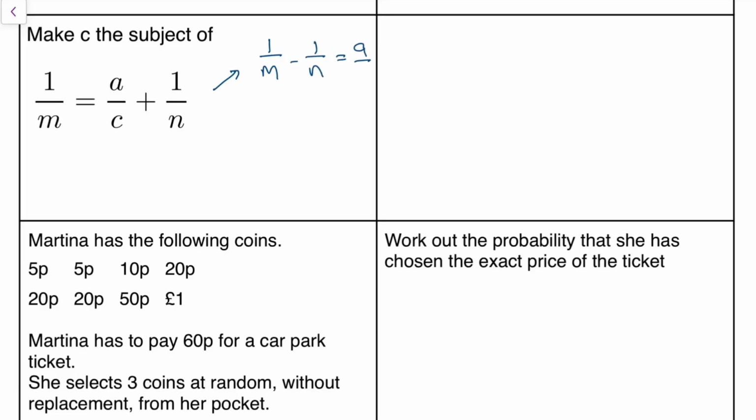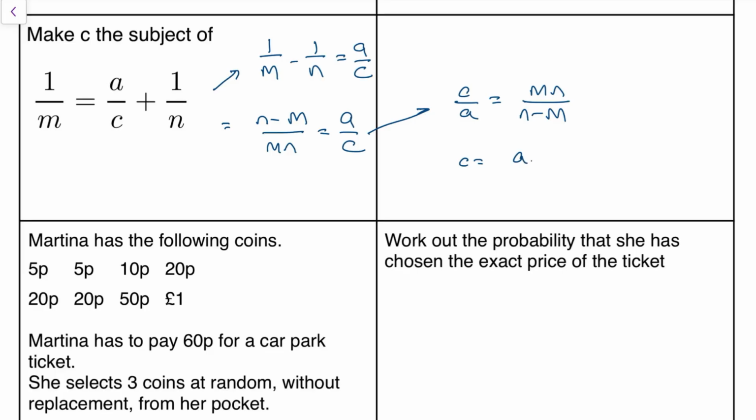So that's going to give me 1 over m minus 1 over n equals a over c. Then I would make the left-hand side one common denominator. So that's going to give me n minus m over mn is equal to a over c. And then I'll just flip it upside down. So that's going to tell me that c over a is equal to mn over n minus m. Multiply both sides by a, and that means c is equal to a mn over n minus m. And I'm happy with that one.